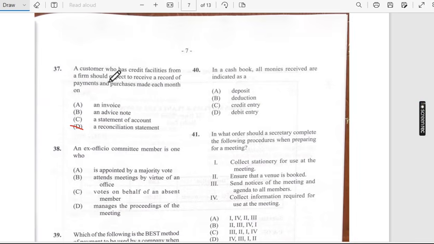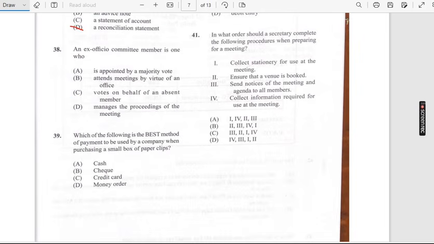Recalculation statement, and is expected to receive a record payment and purchase made each month. Recalculation statement. Let me see for this one. Statement of account. Not really. Recalculation statement. Yes. Number 38.